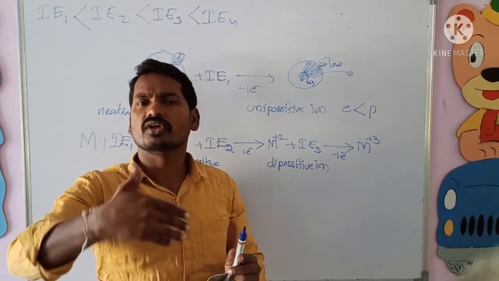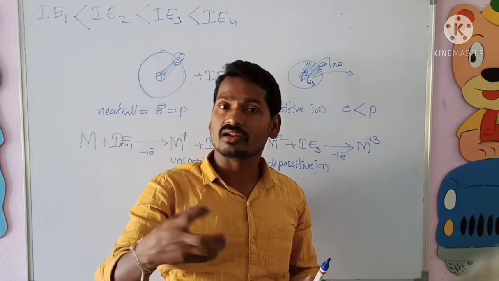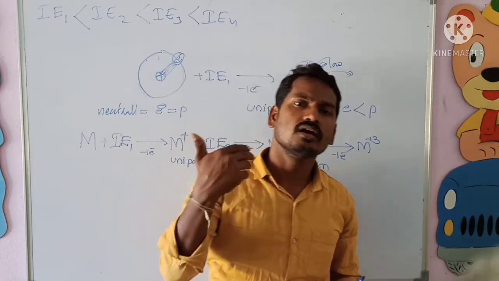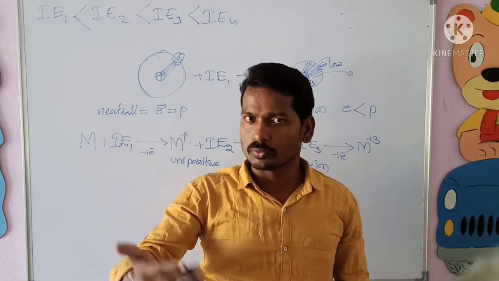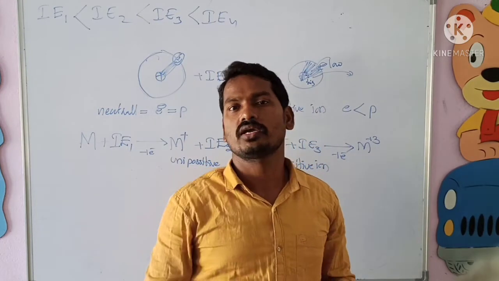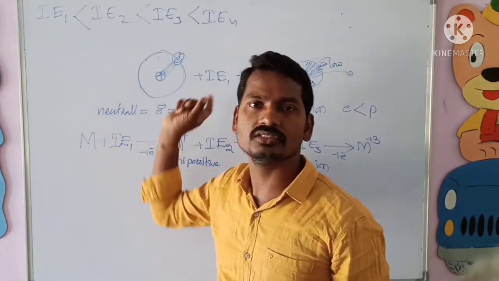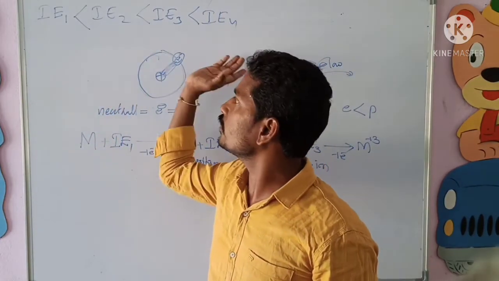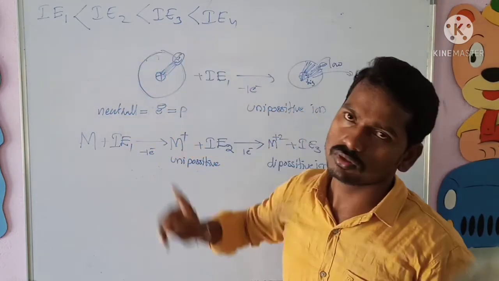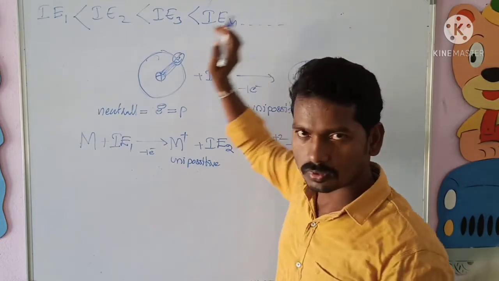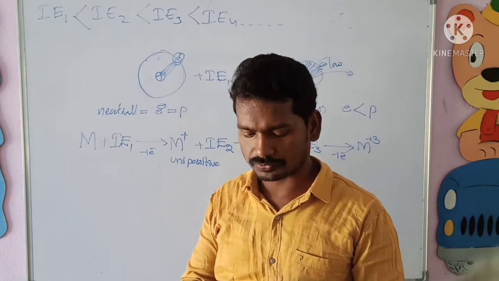The more electrons removed, the more the attraction forces increase. Then you must apply more and more energy to remove an electron from dipositive, tripositive and tetrapositive ions. So this is the order of the ionization energies of an atom: IE1 is the least value, then IE2, IE3, IE4, and so on. These are the different ionization energies.